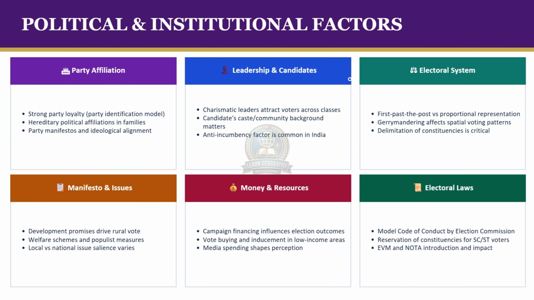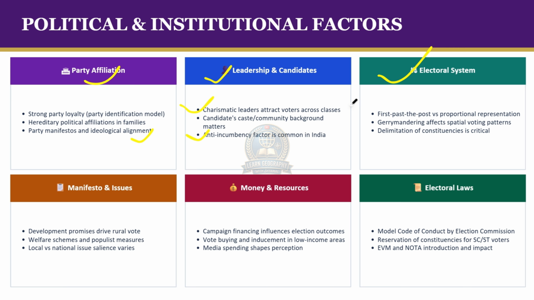Then political and institutional factors: party affiliation, leadership and candidates, electoral systems, manifesto and issues, money and resources, and electoral laws. Okay, party affiliation: strong party loyalty, party identification model, hereditary political affiliations in families, party manifestos, and ideological alignment. Then leadership and candidates: charismatic leaders attract voters across classes, candidates' caste and community background matters. Anti-incumbency factor is common in India.